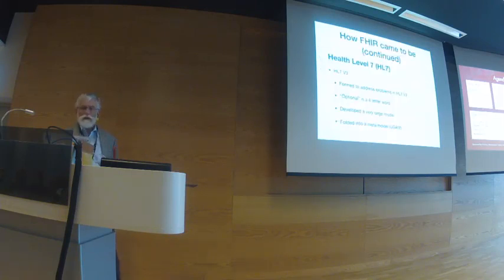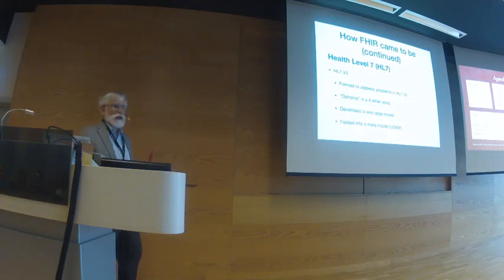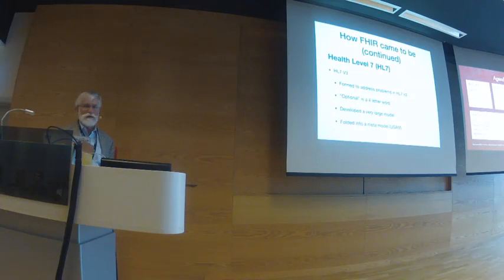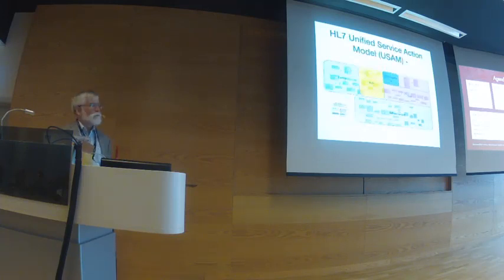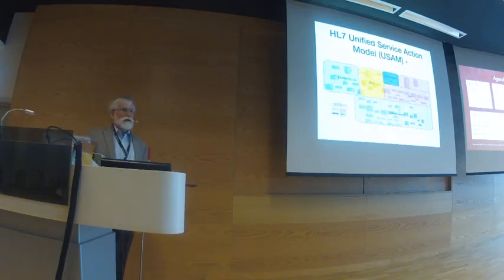So Health Level 7 said, we really need a standard where we lock down the semantics and we lock down what we're talking about here. And that became V3. One of their mantras was "optional is a 4-letter word." Everything has to be locked down and decided. They developed a very large model. They originally had a wonderful model that the last version of it required a huge printer. We actually bought a special printer just to be able to print the UML for the model.